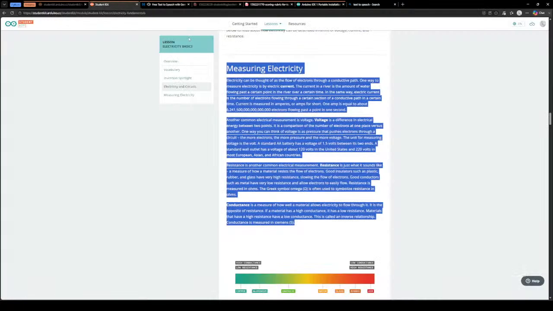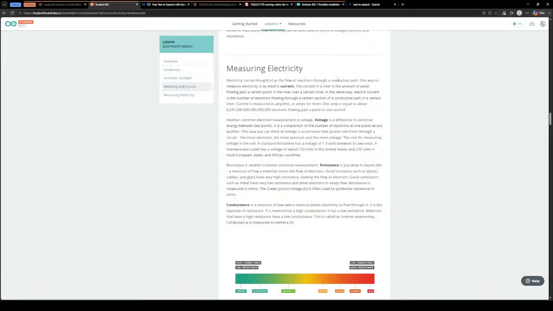Measuring electricity. Electricity can be thought of as the flow of electrons through a conductive path. One way to measure electricity is by electric current. The current in a river is the amount of water flowing past a certain point in the river over a certain time. In the same way, electric current is the number of electrons flowing through a certain section of a conductive path in a certain time. Current is measured in amperes, or amps for short. 1 amp is equal to about 6,241,500,000,000,000,000 electrons flowing past a point in 1 second.